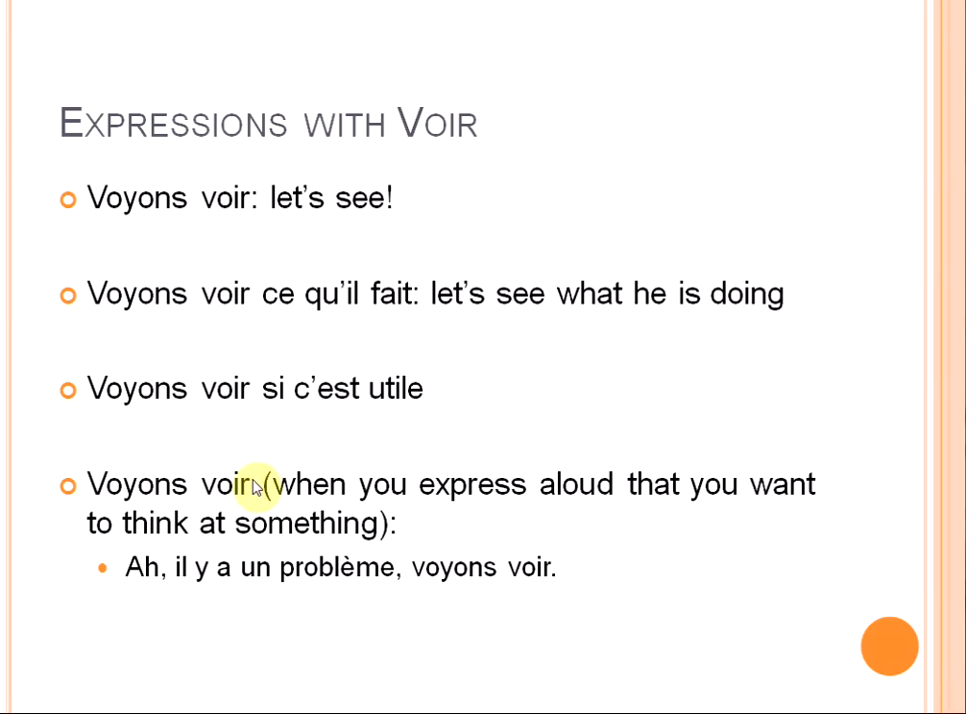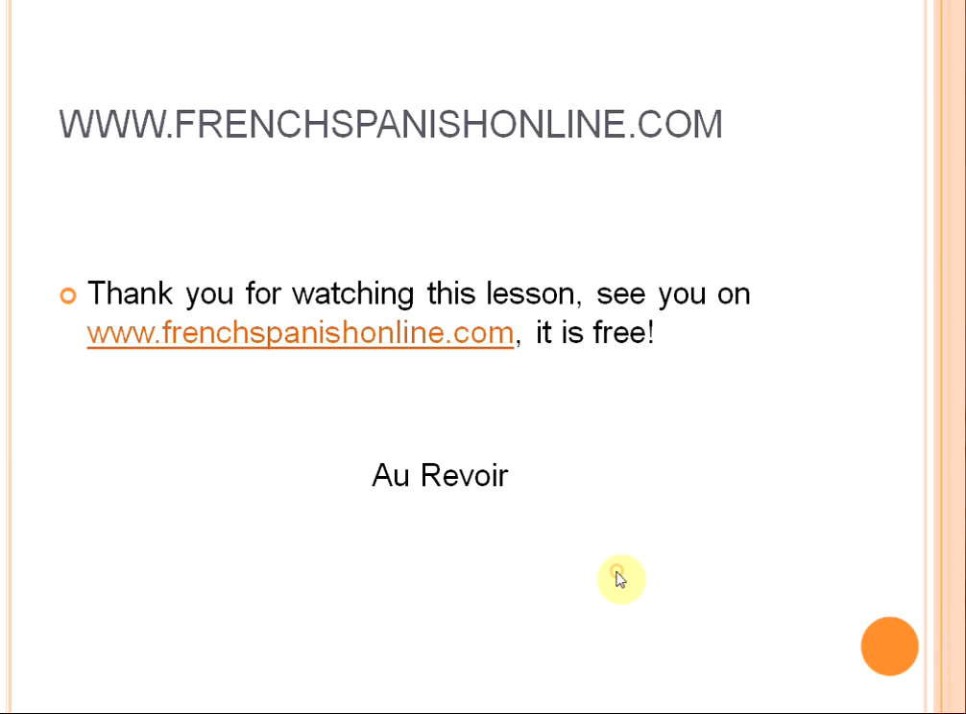Voyons voir. Again, voyons voir alone when you express aloud, for example, that you want to think about something. So you will say, here, there is a problem. Let's see it. So in French, il y a un problème. Voyons voir. Okay, with this tone in your voice.